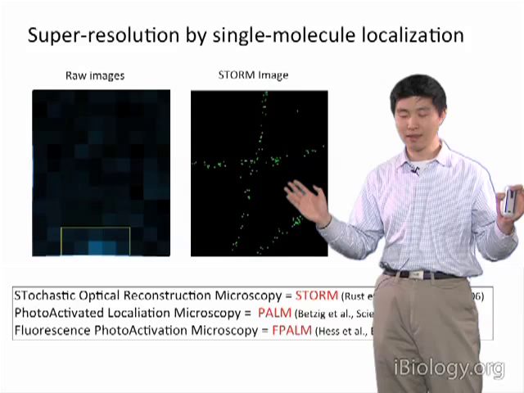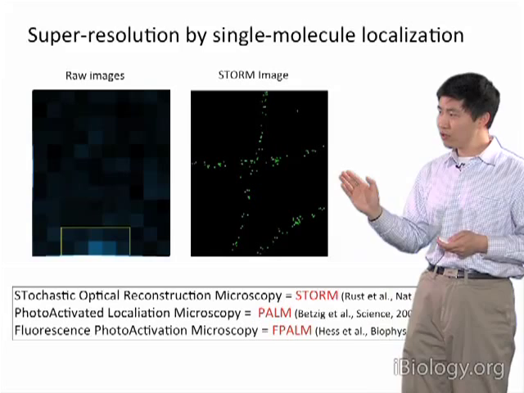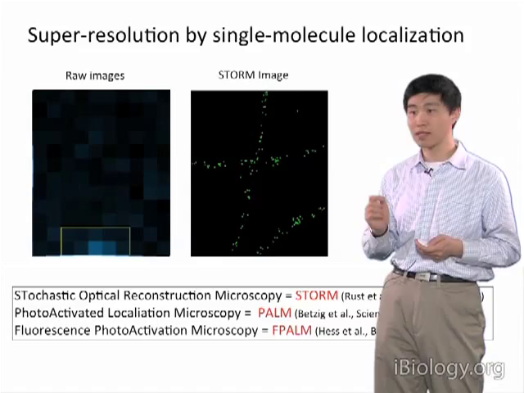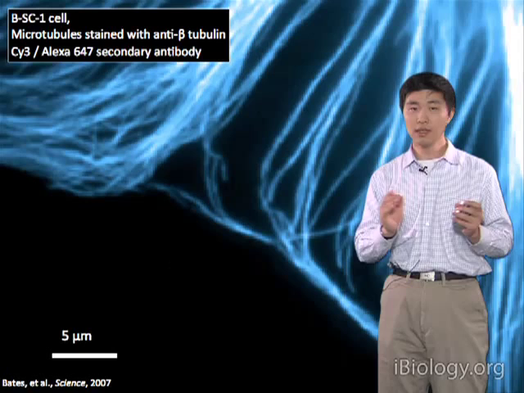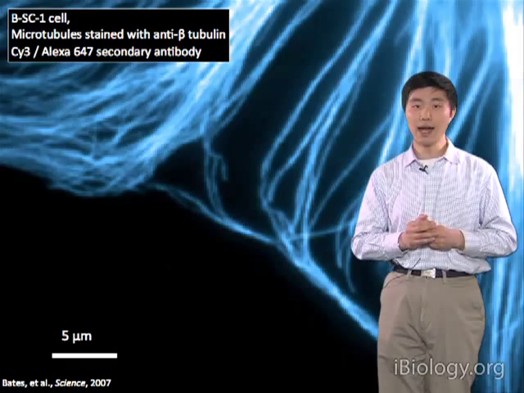So I've explained some of the basics of how we can do super-resolution microscopy by single molecule switching and single molecule localization. One example shown here is microtubules in a mammalian cell, immunostained by antibody using an Alexa 647 fluorophore, which is fully switchable under a certain condition. So we do the switching, we do the localization, and we get a STORM image.